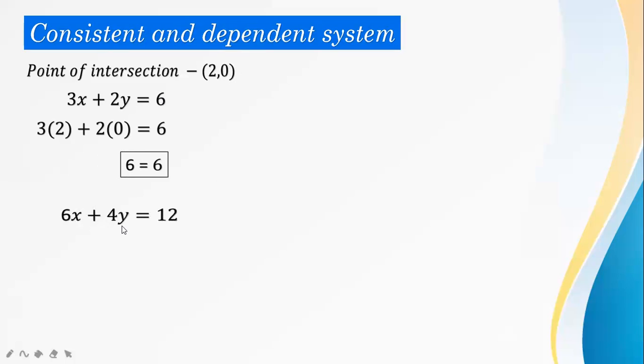Then how about 6x plus 4y equals 12? So again, substitute your x is 2, your y is 0. Then we have 6 times 2 is 12. And then 4 times 0, we have 0. So we have 12 equals 12. So therefore, it means equal.